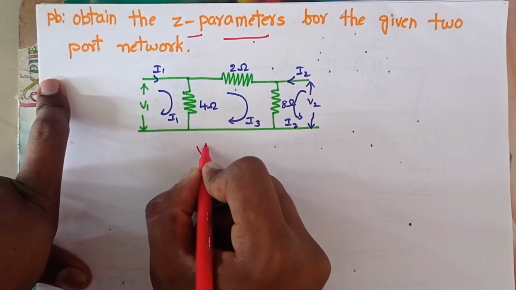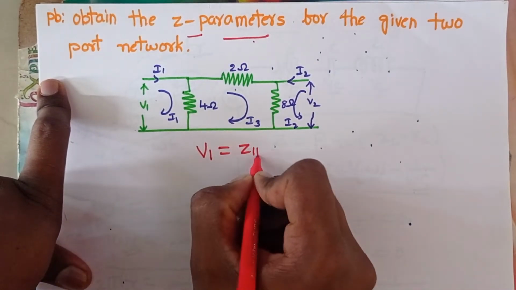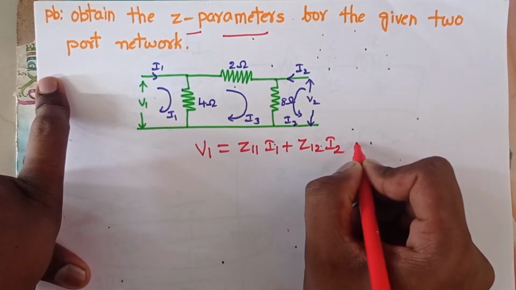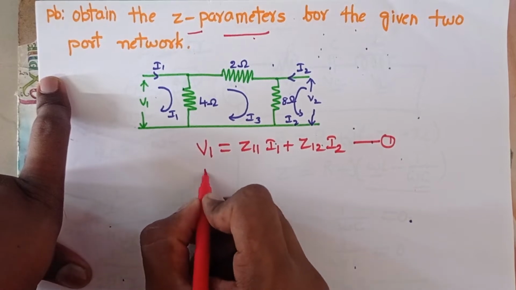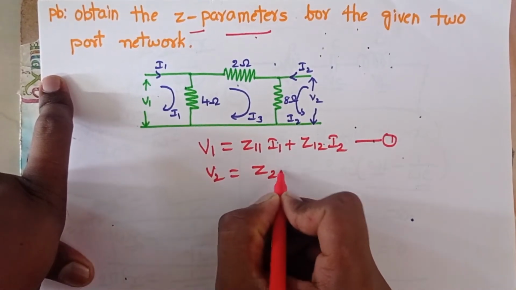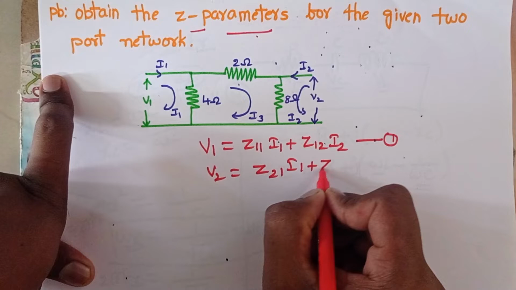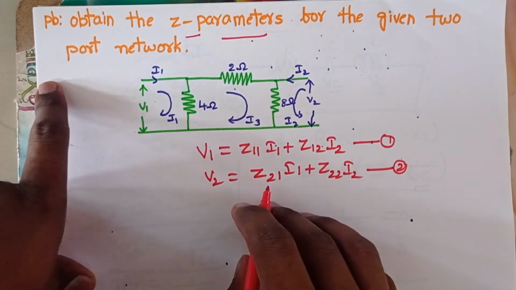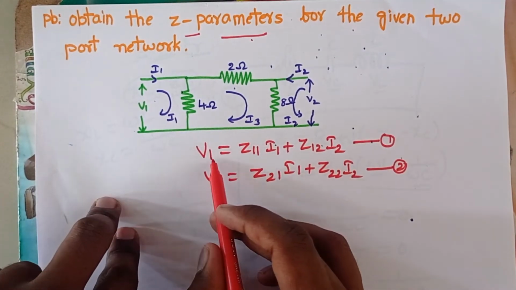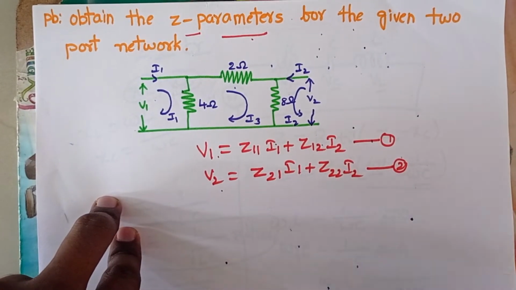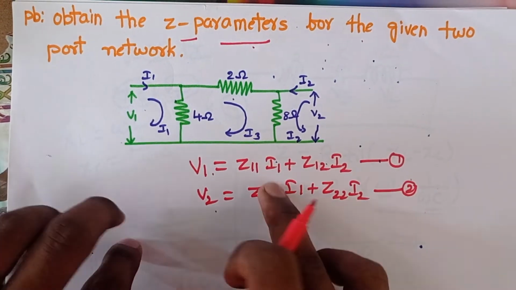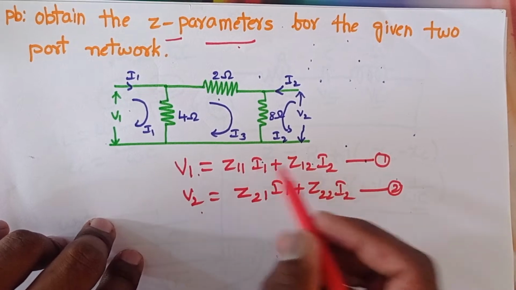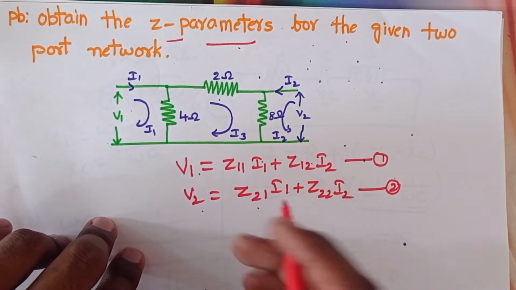First write the standard equations of the Z parameters. The Z parameter standard equation is V1 equal to Z11 I1 plus Z12 I2. This is equation number 1. And V2 equal to Z21 I1 plus Z22 I2. This is the second equation. Here, these are the standard equations of the Z parameters. Now we need to find Z11, Z12, Z21 and Z22.